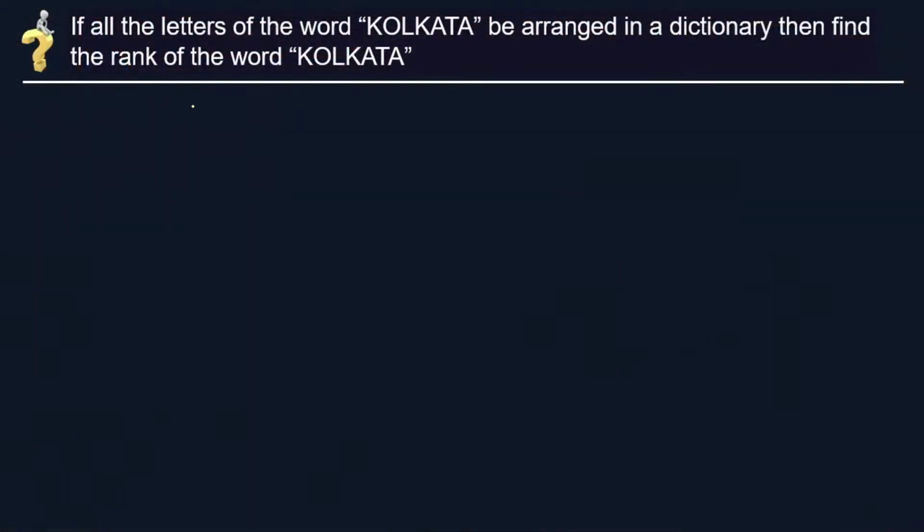First we will do it by the analytical method. Then at last, definitely I will give you a shortcut method for finding out the rank of any word when repetition of alphabets is there. Okay? So let's move to the computer screen. The word Kolkata is given. So alphabetically the words will be: we are having two A's, then two K's will come, then L, then O, then T.